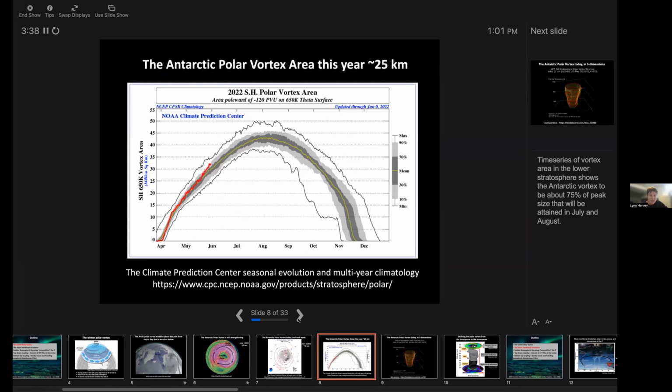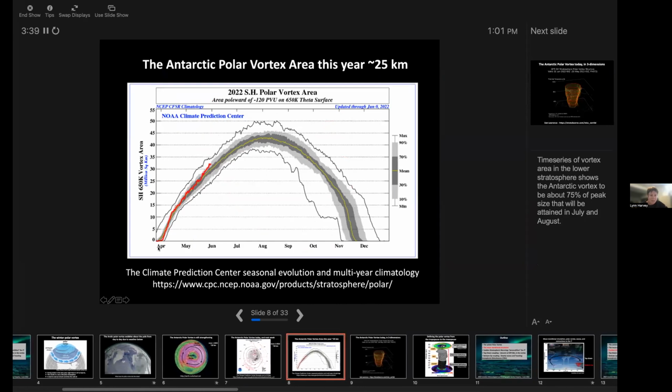You see, as a function of time, here we look at April through December, a time series of vortex area, where the envelope shows the range of variability over the last 40 years. This is in the lower stratosphere. The red line is this year. So it's still climbing, it's getting bigger, and it has a couple months yet to reach its maximum in July or August.